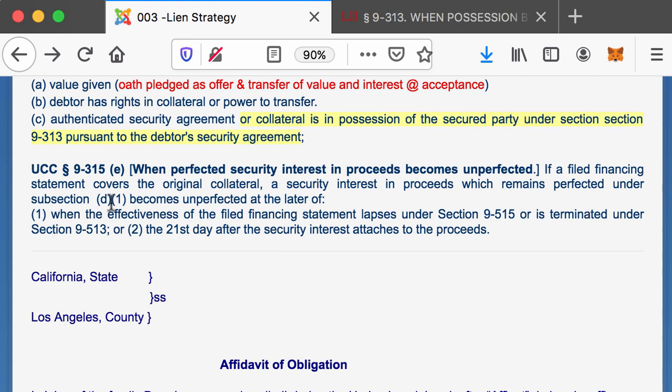Okay, so the security interest in proceeds becomes unperfected when the financing statement that we just talked about and everything behind it becomes terminated under section 9-513.